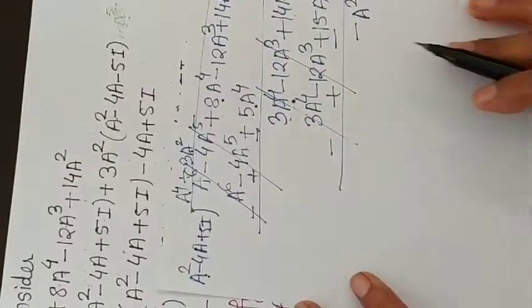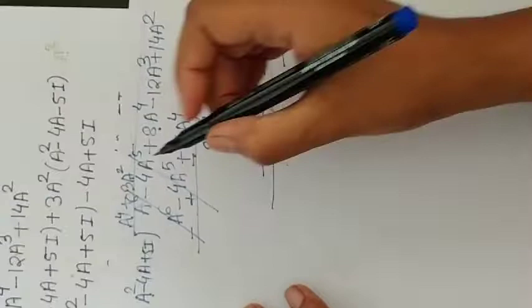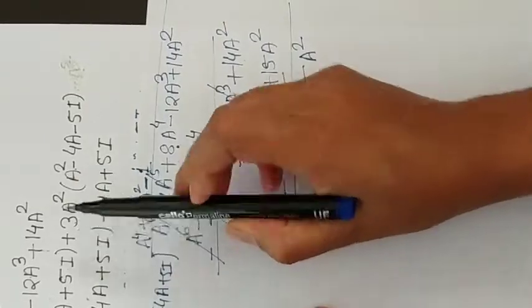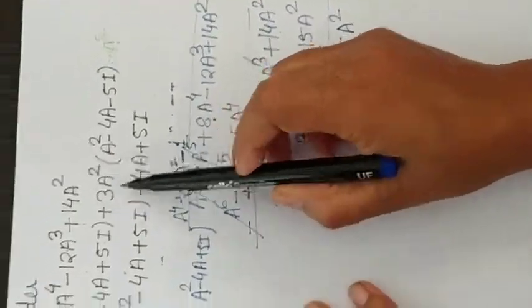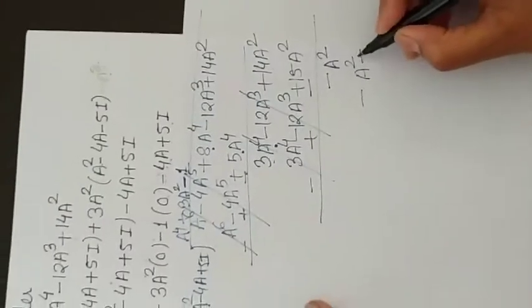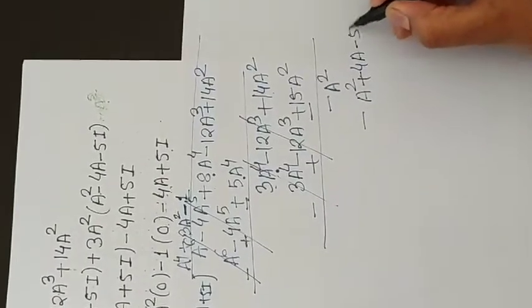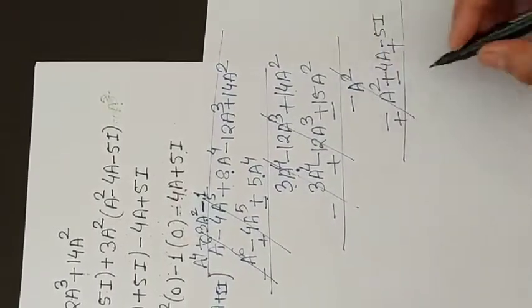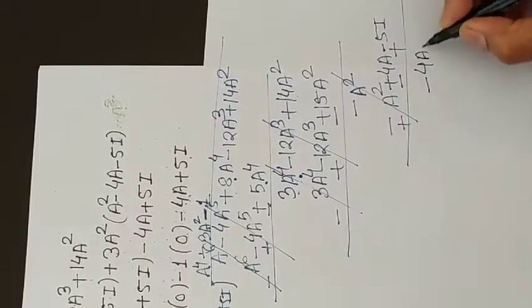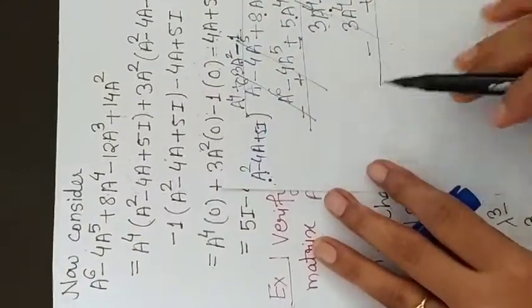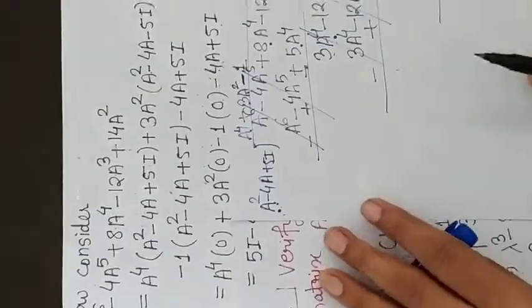Now the degree is the same, so again we will have to reduce it. Here it is minus 1, so we just multiply by minus 1. See, here I have written the next step as plus 3A square times the divisor again. Now next minus 1, so minus 1 multiplied. So it is minus A square plus 4A minus 5I. Subtract. This gets cancelled. Now we have minus 4A plus 5I. The degree of this is less than the divisor, so therefore minus 4A plus 5I remains as it is.